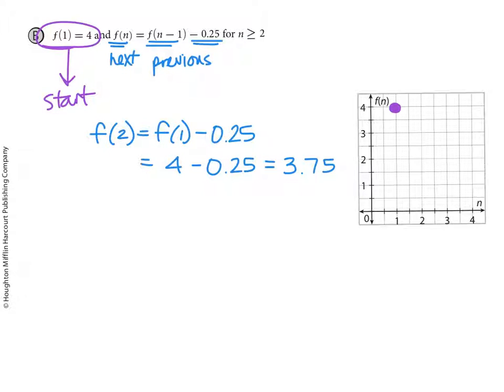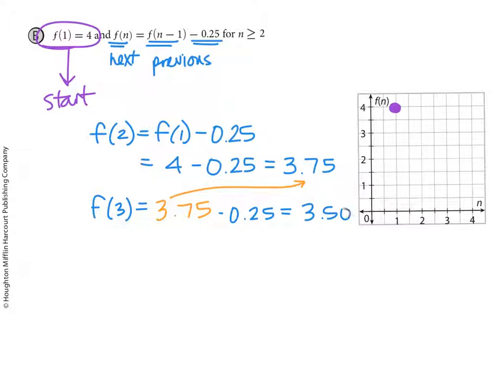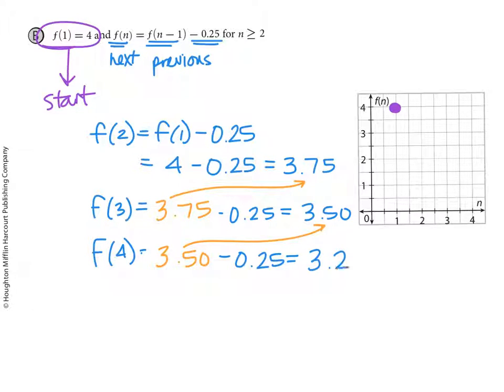All right, my third term is the previous term. So that's right here, the previous term. So 3.75 minus 0.25. That's going to give me $3.50. I'm going to do this one more time just so you can see. The fourth term is my previous term. So I've got to figure out what the previous was. That was $3.50 minus 0.25, and that's going to give me $3.25.